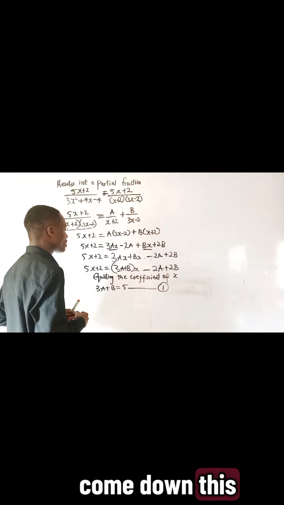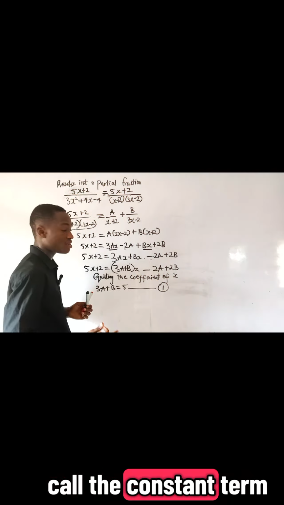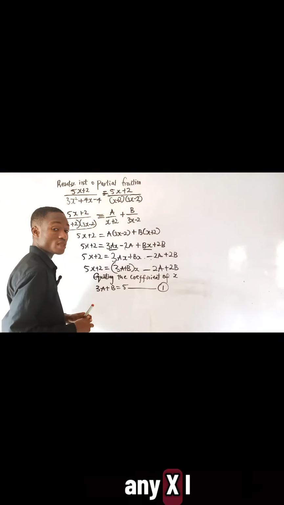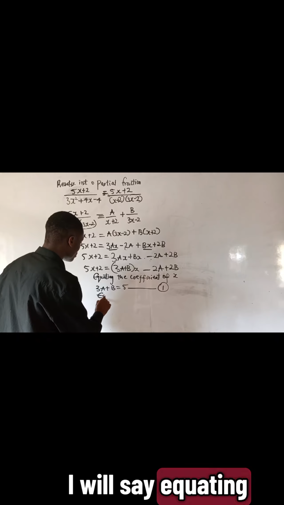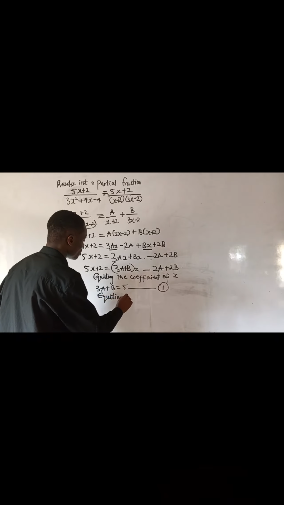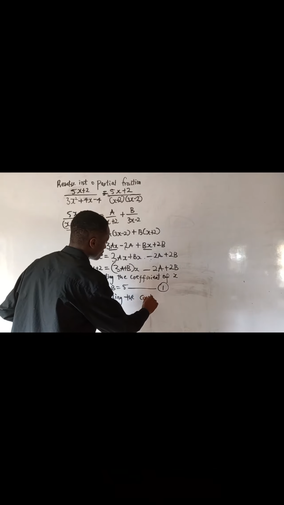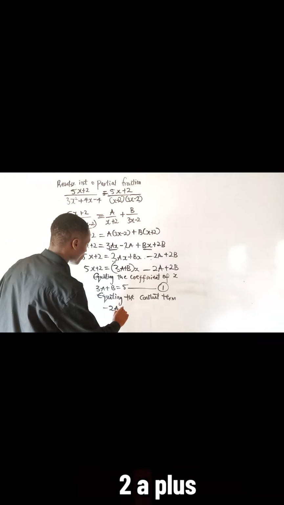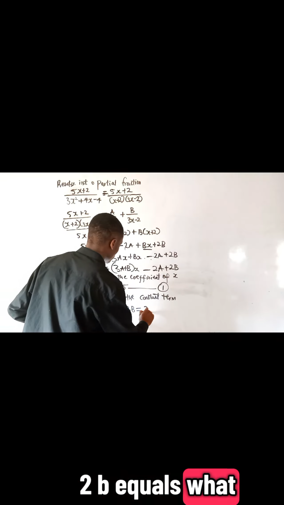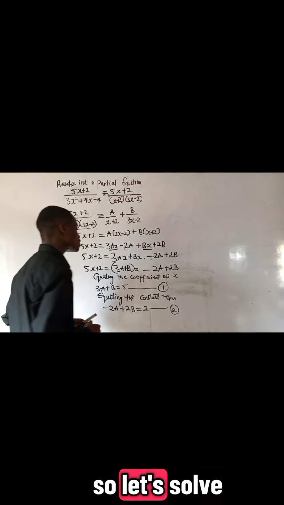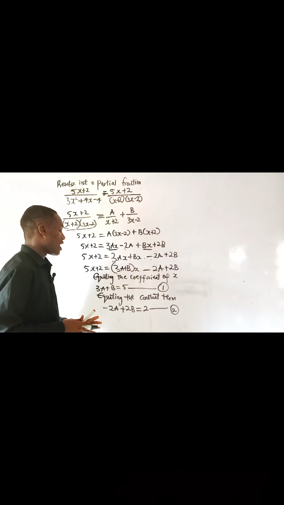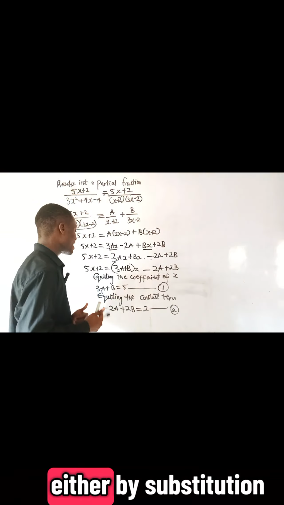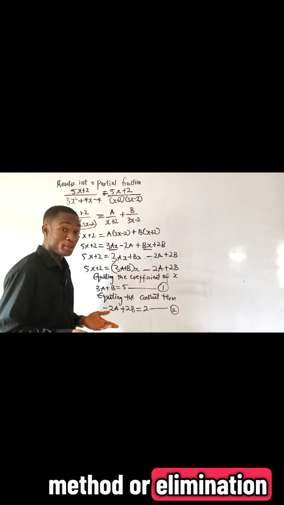I can also come down. This one without any x, I'll call the constant term. They don't carry any letter with them, apart from this side. So I will say equating the constant term. That means minus 2a plus 2b equals 2. Equation 2. So let's solve 1 and 2 simultaneously. Now, we can solve a simultaneous equation either by the substitution method or the elimination method.